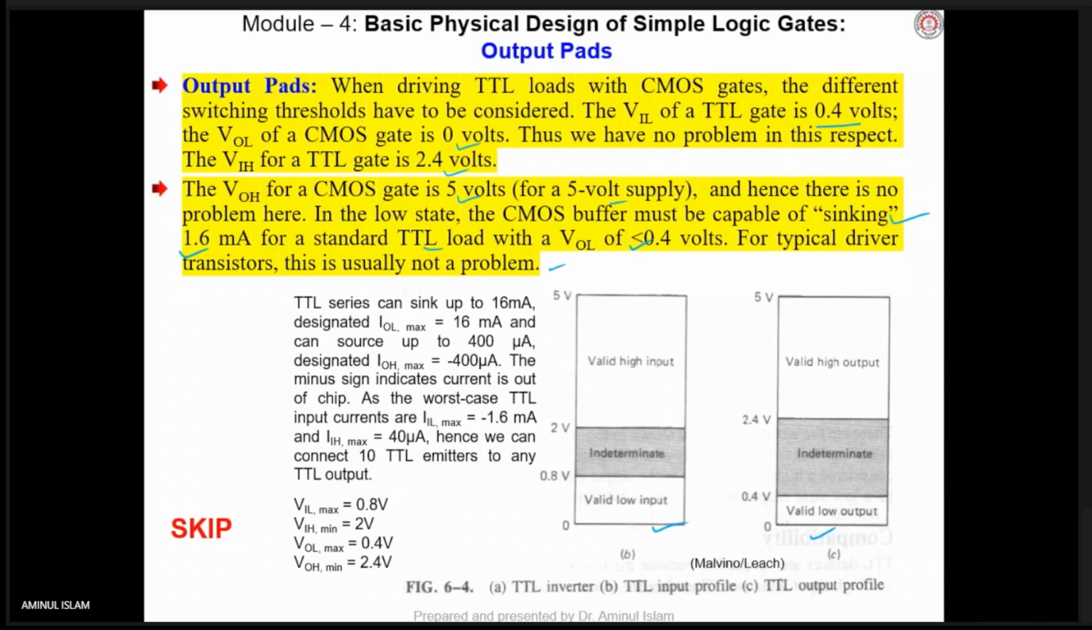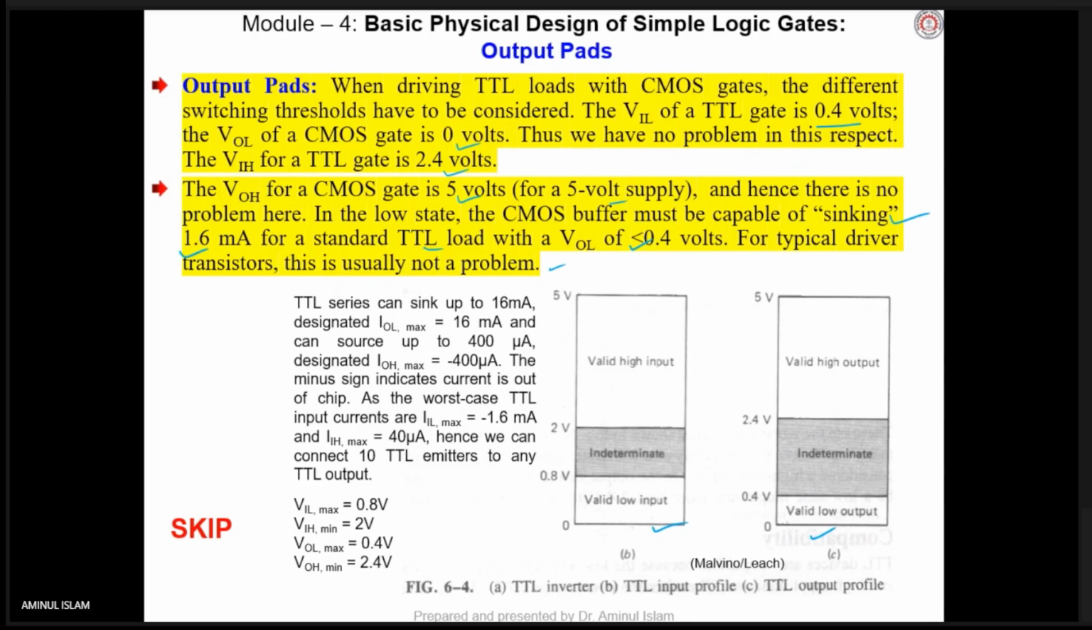When driving out TTL loads with CMOS gates, the different switching thresholds have to be considered because the supply voltage may be different. Say your CMOS circuits or chips may be having different voltage, and TTL may be having different voltage, maybe 5 volt there, and here it is maybe 3 volt or 2.5 volt. So VM of the inverters at the output pad or input pad should be designed in such a way that it is possible to drive the TTL circuits.